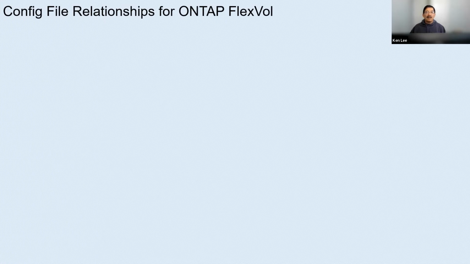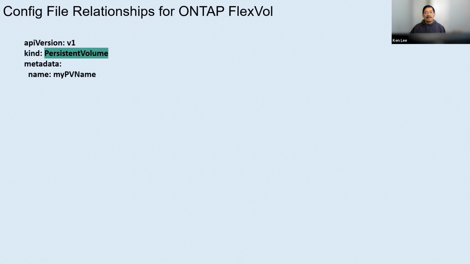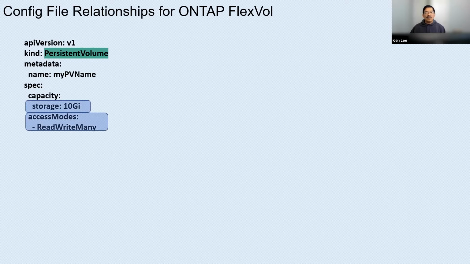Starting with a persistent volume config file, which defines the connection between Kubernetes and an ONTAP SVM. This first section is the standard definition for a persistent volume. We use the spec section to define the size of the ONTAP volume and the access mode used by Kubernetes. This next section is the NFS section. This section is where you tell Kubernetes where to find the physical FlexVol.